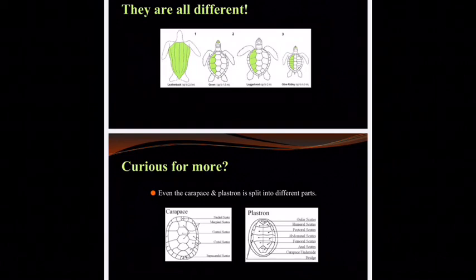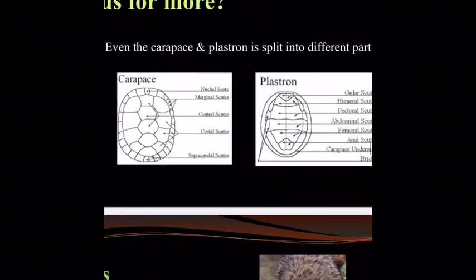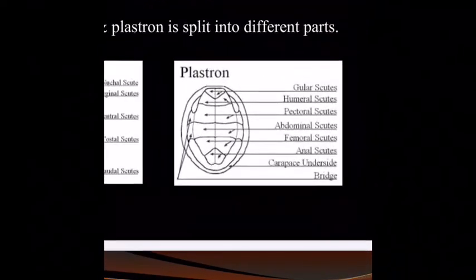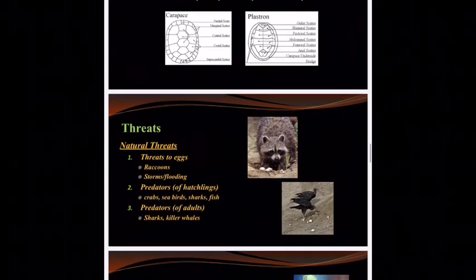When we do the Sea Turtle AA next week, everything is divided into a massive amount of different types of scutes. I'm not making you learn any of those. I just want you to know that there is a carapace with scutes and a plastron with scutes. Okay? Now, threats to sea turtles.